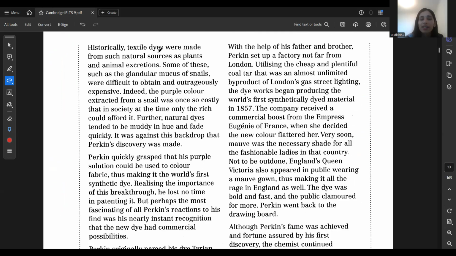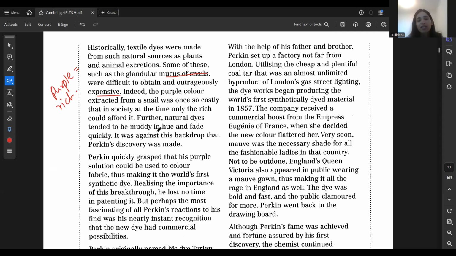Okay. Historically, textile dyes were made from such natural sources as plants and animal excretions. Some of these, such as the glandular mucus of snails, were difficult to obtain and outrageously expensive. Right? So dyes were obtained from snails and it was expensive. Indeed, the purple color extracted from snails was once so costly that in society at that time only the rich could afford it. So purple color. So he also made something which resulted in purple color. And then we are also talking about purple was equivalent to rich.